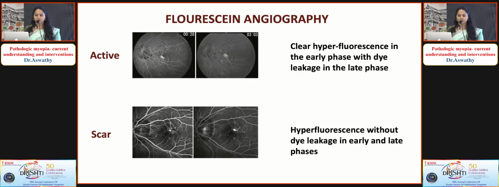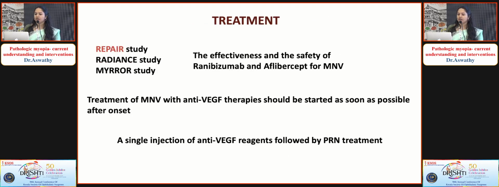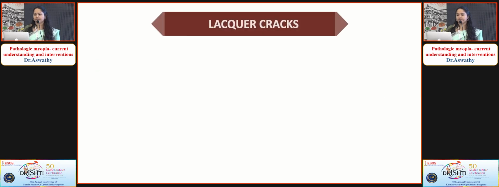Fluorescein angiography shows hyperfluorescence in the active phase with dye leakage, but in the scar phase there won't be any dye leakage. A lot of clinical trials like REPAIR, RADIANCE and MYRROR have demonstrated the effectiveness and safety of ranibizumab and aflibercept in MNV. But unlike in ARMD, a single injection of anti-VEGF followed by PRN treatment will suffice.